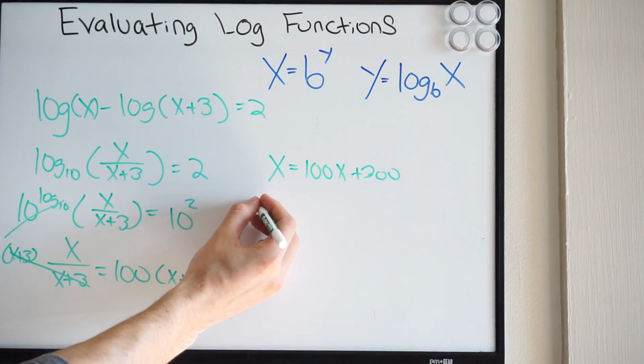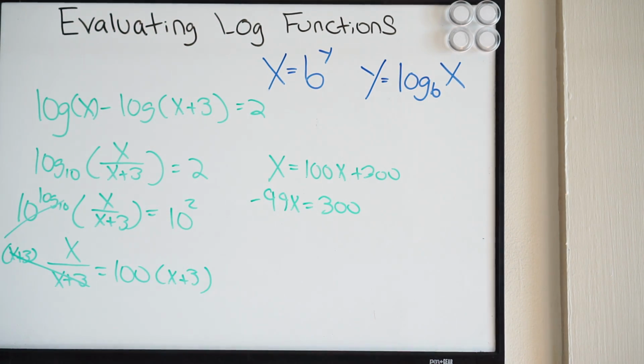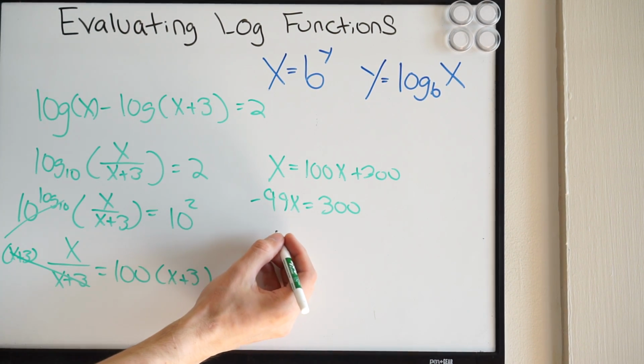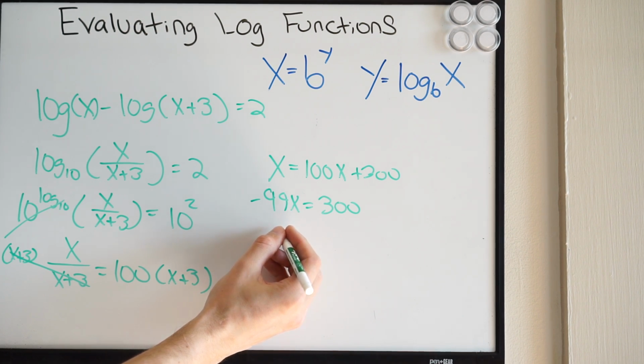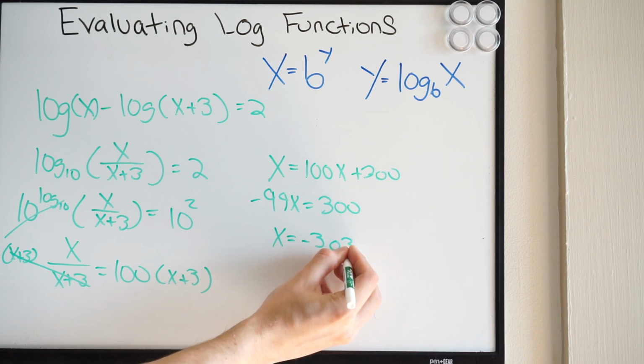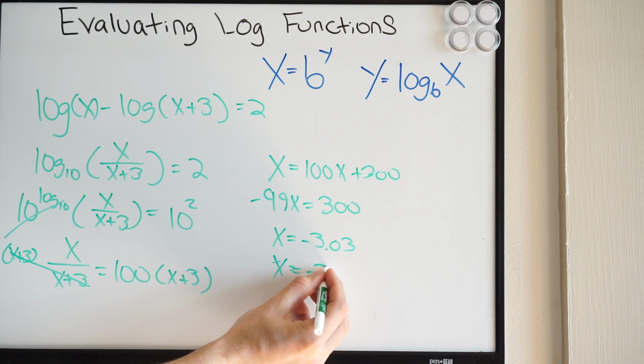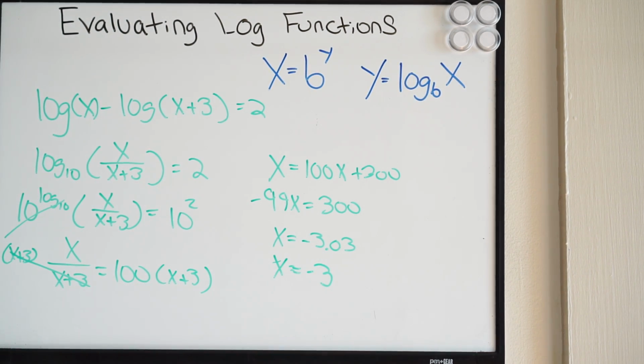So when we do that, we'll have negative 99x equal to 300. Okay, and now when we divide the two, so if we do 300 divided by negative 99, okay, we get negative 3 point, let's put negative 3 here. Okay, so we're going to get x will equal negative 3.03, or we can say x equals about negative 3. Okay? All right, so x is about negative 3 here.